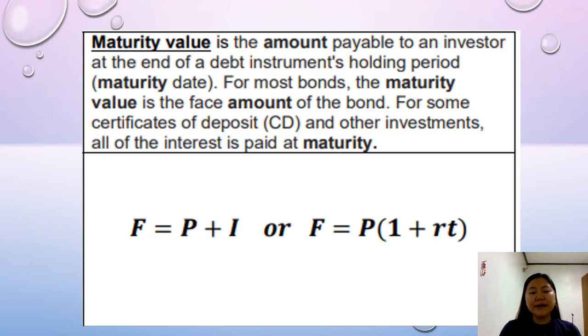Okay? So, meron din naman tayong formula to find the maturity. F, or the face value, is equal to P, the principal, plus the interest. Or F is equal to P times the quantity 1 plus RT. Ano yung R natin? Yun yung rate. And then yung T, yun yung time natin.